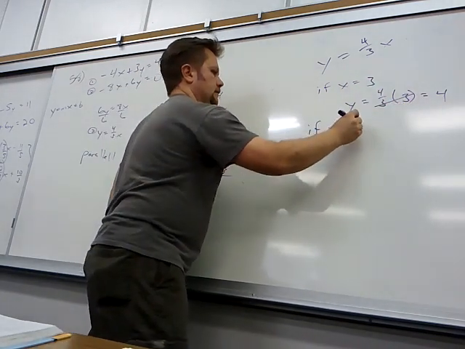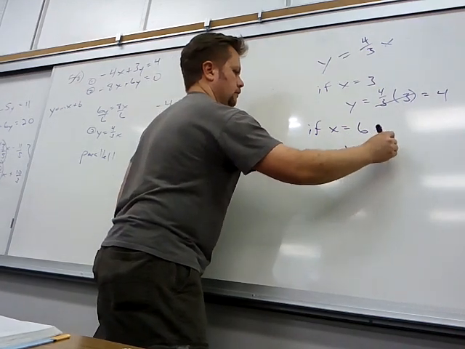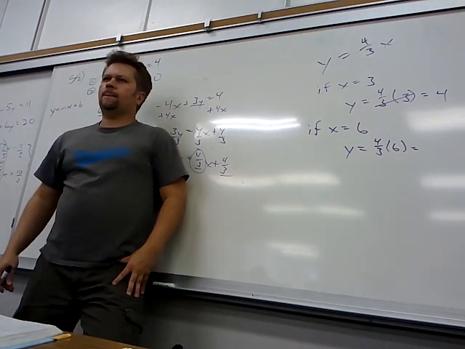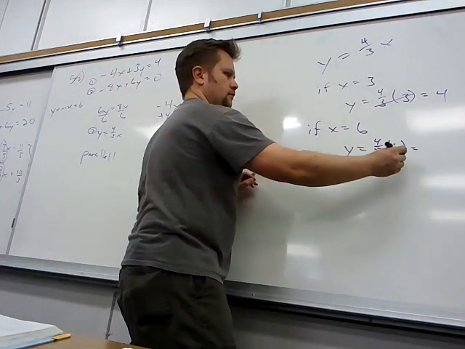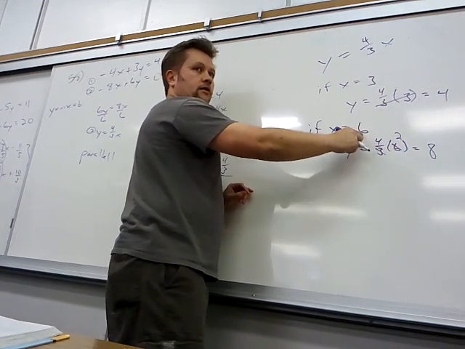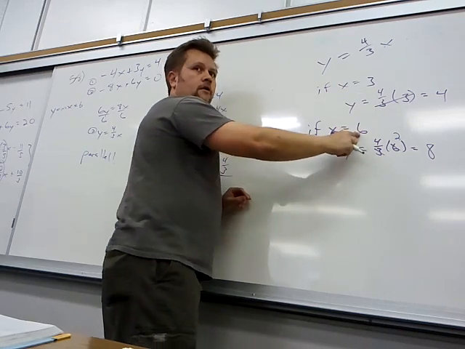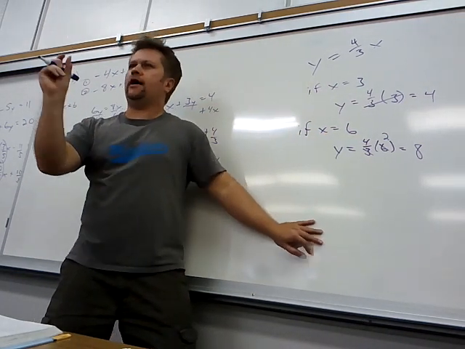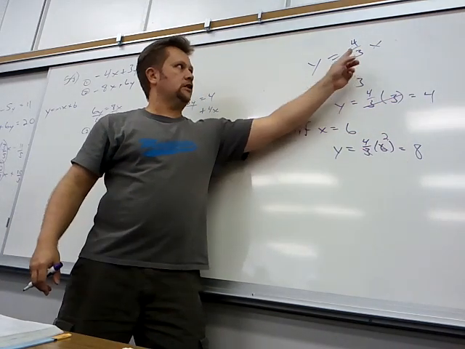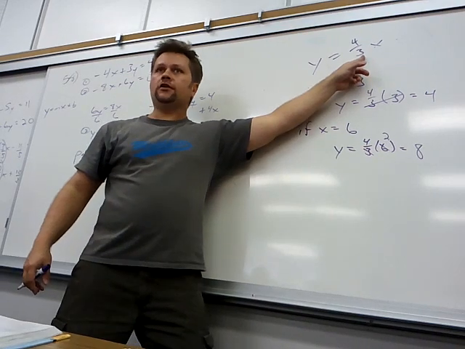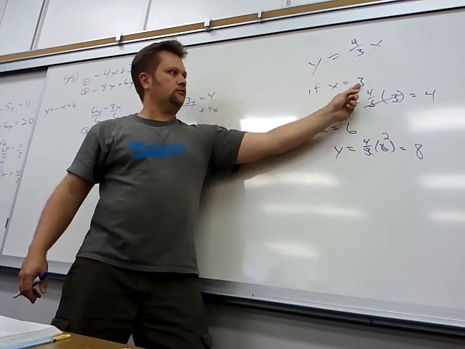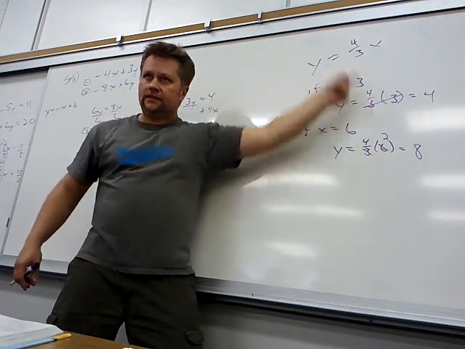If x is 6, what do you get for y? Yeah, 3 goes into 6 twice. 2 times 4 is 8. How much did x change by? Not double, but how much did it actually change by? What's the difference? 3. How much did y change by? What's the slope supposed to be? 4/3. Isn't it rise over run? The y's changed by 4. The x's ran by 3. You can see it happening, right?